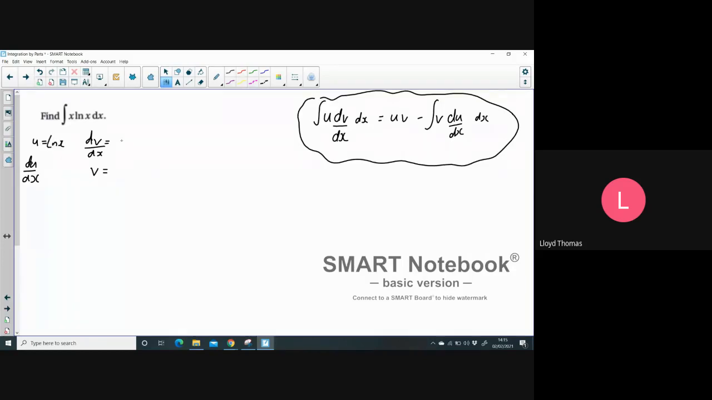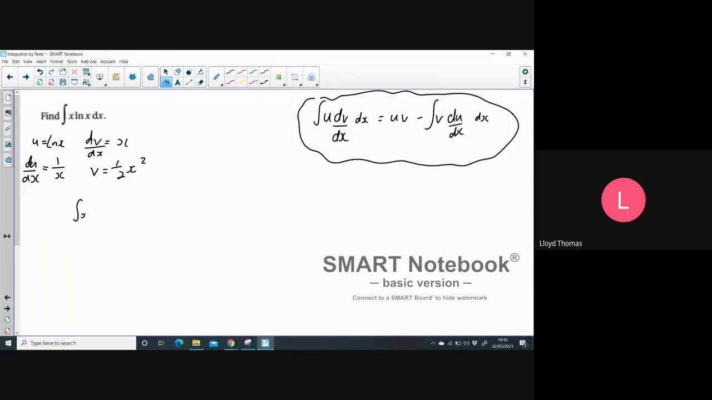It doesn't matter. There's just two things multiplied by each other. It doesn't matter which way around they go. That's supposed to be an x, by the way. So if you differentiate u, you have 1 over x. Integrating this, you end up with a half x squared. And now you can sub all of these things into your formula.